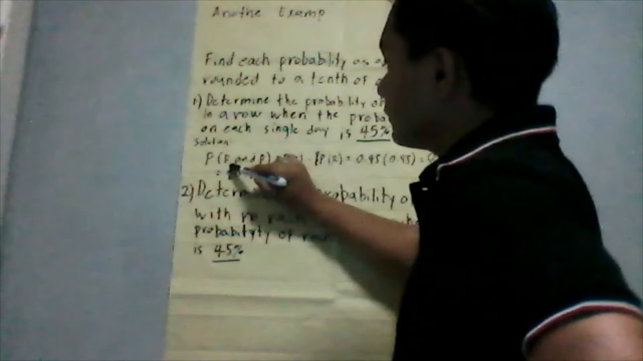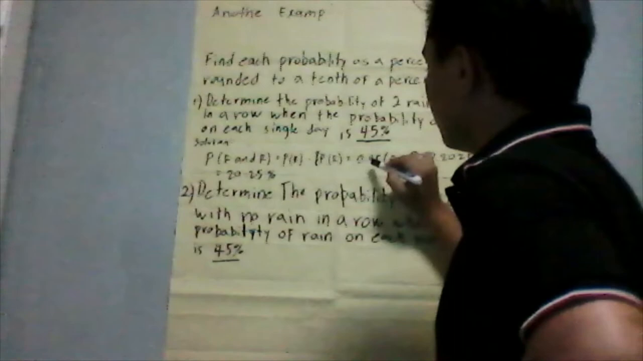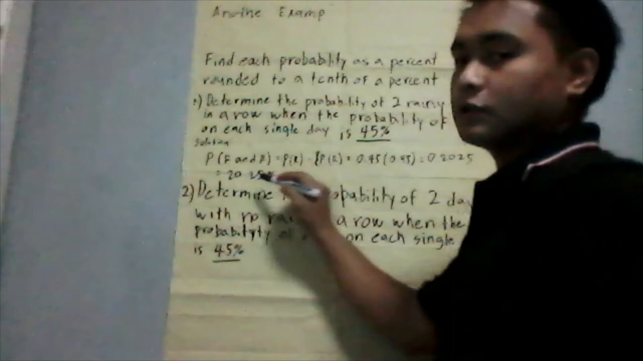This is our solution. The probability of rain on the first day and rain on the second day is equal to the probability of rain on the first day times the probability of rain on the second day, which is equal to 0.45 times 0.45, which is equal to 0.2025, or 20.25%. So that's the probability of raining on the first day and the second day.